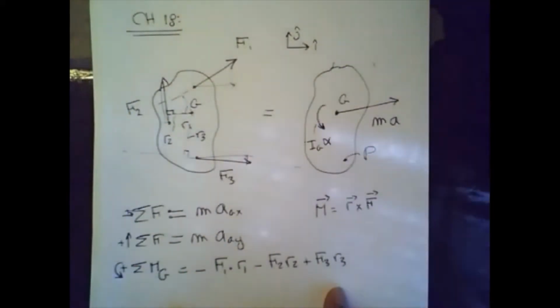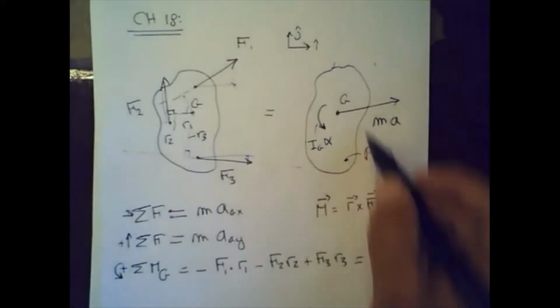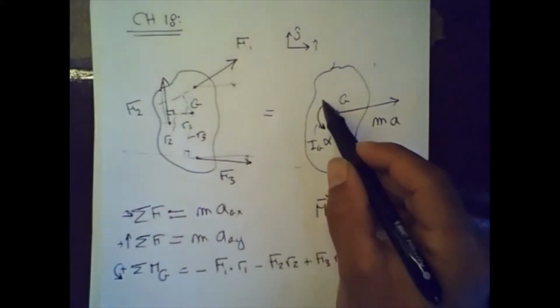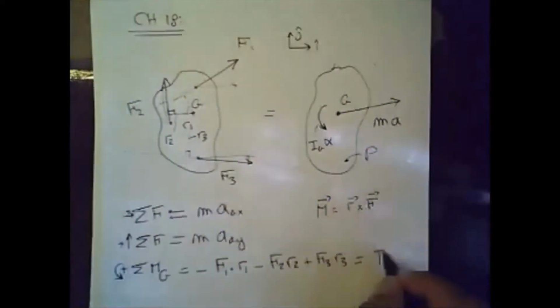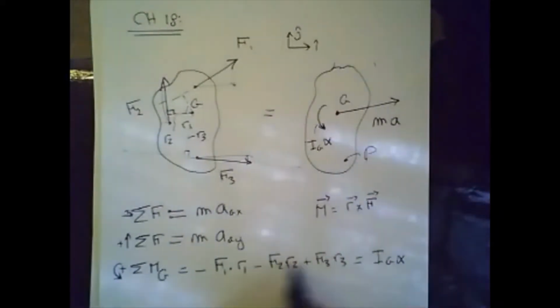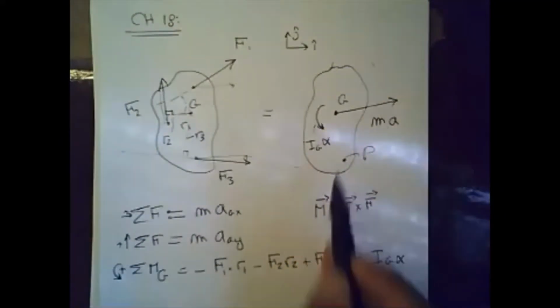So these moments are equal to what? Because I'm summing the moments, now I actually have to go to this figure. If I'm summing the moments about this point, I only end up with IG alpha. From here I can get the angular acceleration of that rigid body, and then I can use kinematics to find the acceleration of point P.